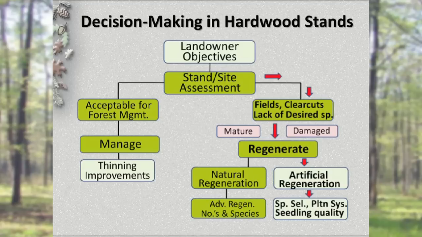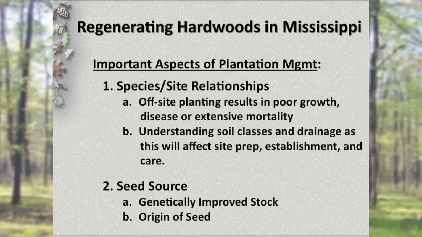Now we're looking at what about fields, clear cuts, or lack of desired species that exist in that stand. What can we do to regenerate it? So now we have to proceed down the artificial regeneration path. Again, that means a whole new set of problems for us as well. So what are the important aspects of plantation management?